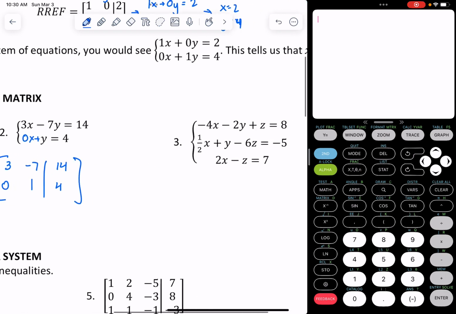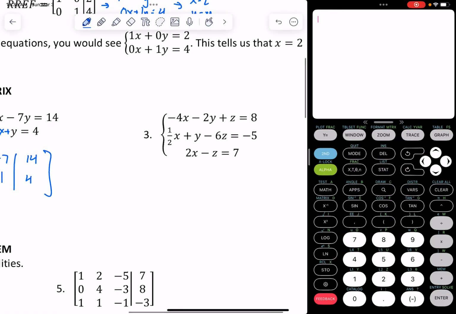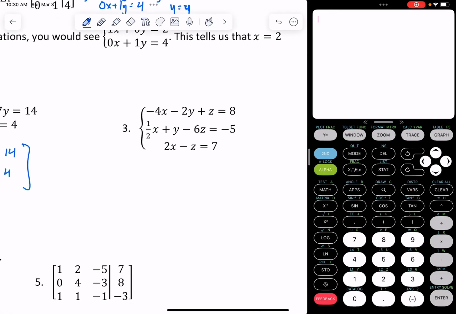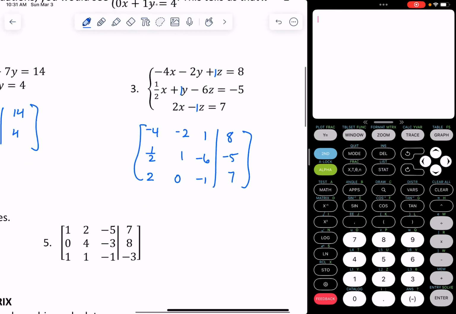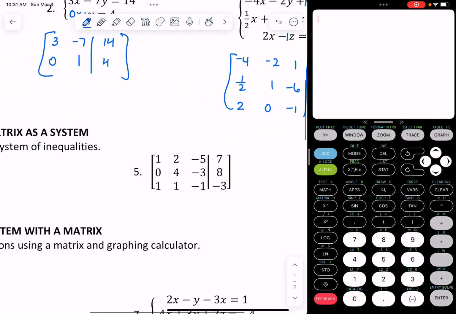Then here we've got a 3-variable system. We can do the same thing. We've got -4, -2, 1, 8, then 1/2, 1, -6, -5. And then we've got 2x, and we're missing a y, so 0, -1, and then 7. So there's our augmented matrix. The biggest thing is, if you're missing a variable, put a 0 in its spot.